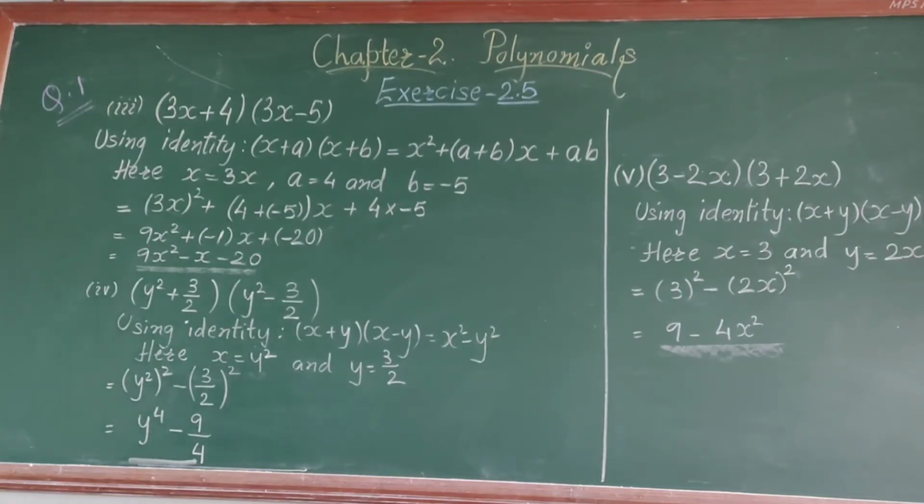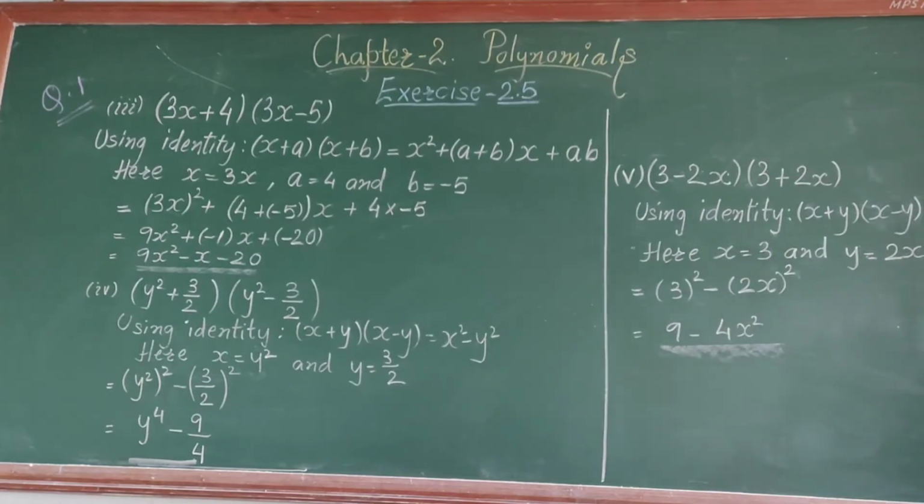Now next question, that is question number 5. 3 minus 4x into 3 plus 2x. Again, when we compare the binomial to binomial, we can see that first term 3 are same in both the binomials and second term is also same in both the binomials. That is, we are having 2x here also and 2x here also same.